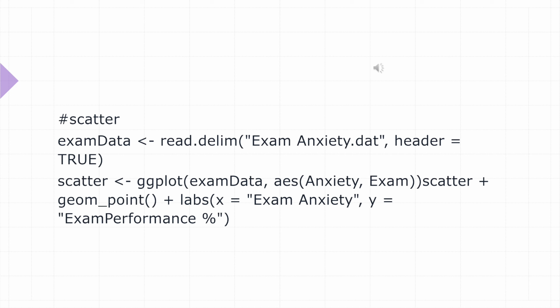Here is the kind of code we will use. What does this command mean? The idea: we build a scatter object with ggplot using exam data. We set the x-axis to anxiety. We set the y-axis to exam. Then we add a point layer to draw a scatter plot. Labs sets the axis titles.